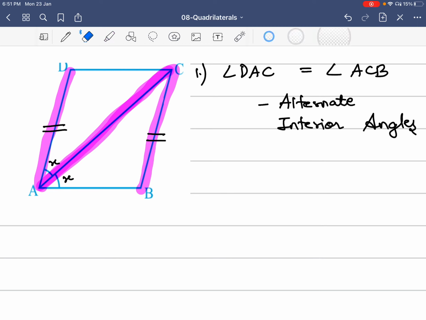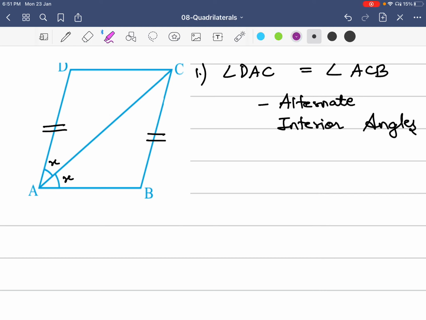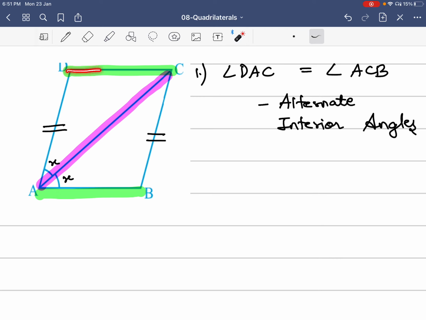Now let me erase the highlighted part. Now consider these two parallel lines. Let's use the highlighter again. DC is also parallel to AB. We know that line DC is parallel to line AB. Why? Because they are opposite sides of the parallelogram. And once again you should consider AC as an intercept to these two parallel lines. Now if it's an intercept, then once again we have this angle DCA equal to CAB. So I'm going to write it down.